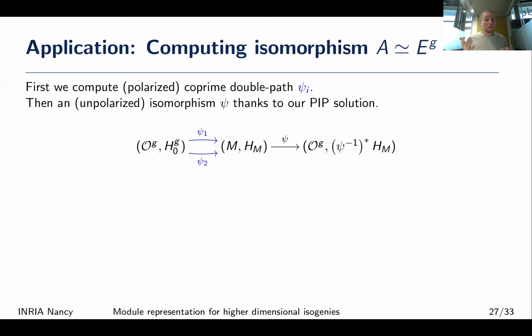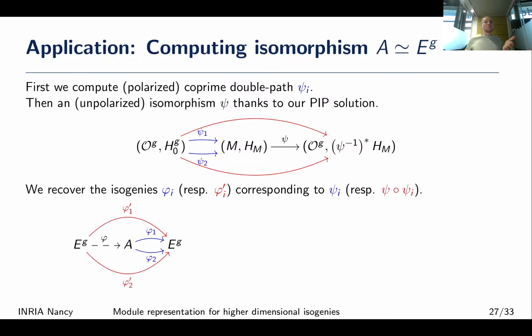And so one natural double pass that arises when looking at this diagram is just given by the composition. So the red arrows are the composition of the blue one together with psi on both sides, because we have two paths of coprime degrees. So now we can translate the blue and the red arrows back in the world of abelian varieties, and we end up with isogenies looking like this. And we want to try to recover this phi, which is the map that corresponds to this psi.